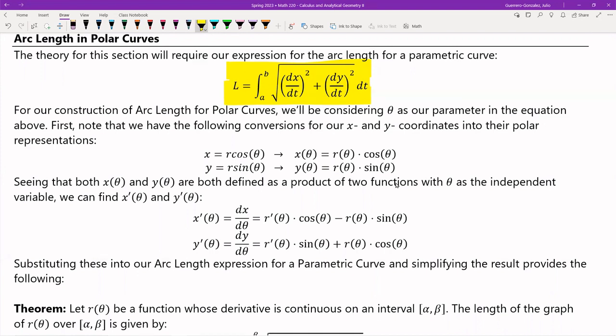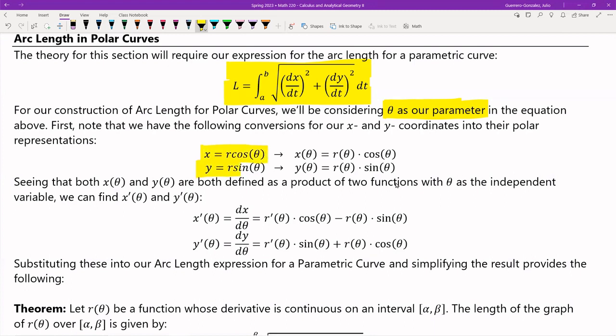The only thing that we need to do to convert these for our polar curves is that instead of using t as our parameter, we're going to be using theta as our parameter. We're going to be considering theta our parameter. So that in itself lends itself very nicely, and the equation for arc length in polar curves just sort of falls in our lap in this case. So let me go through the construction really quick.